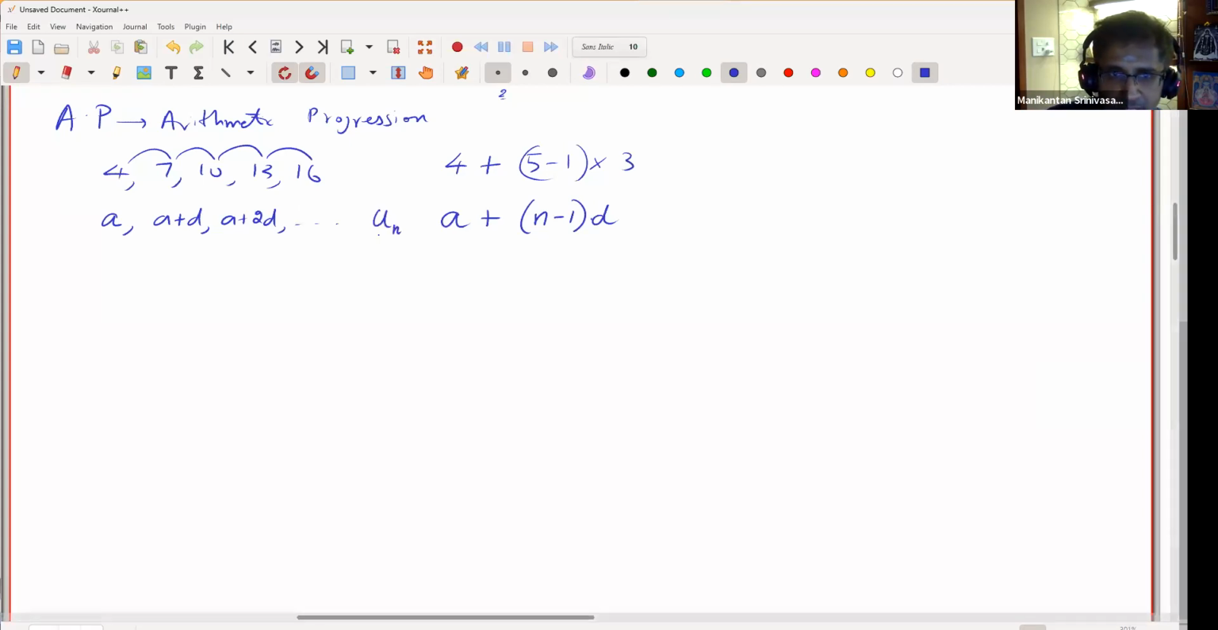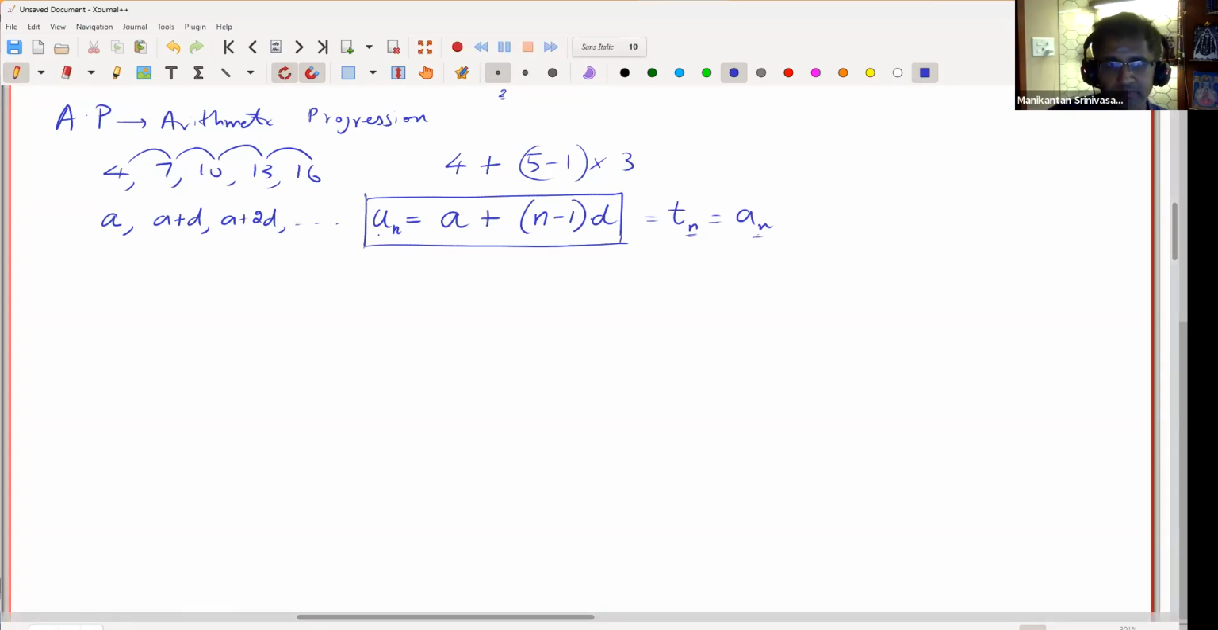The nth term is typically denoted as un. Sometimes people call it tn, sometimes people call it a suffix n. These are all suffixes, not products. This is used to denote the nth term. So I can find the 77th term without actually writing out the sequence.